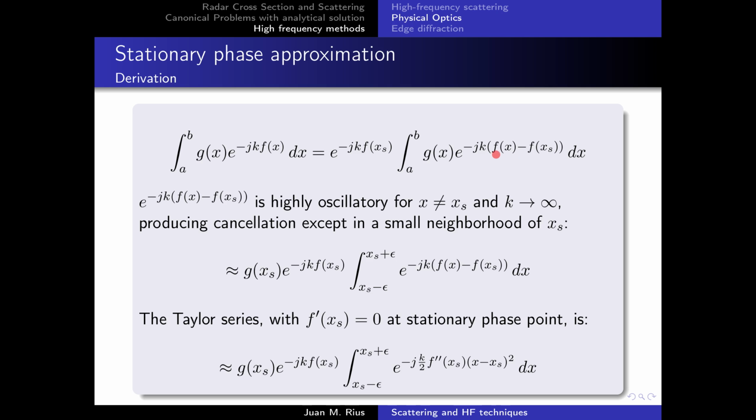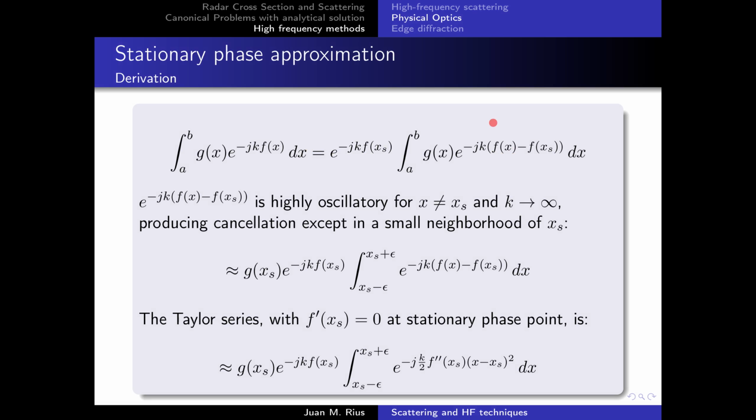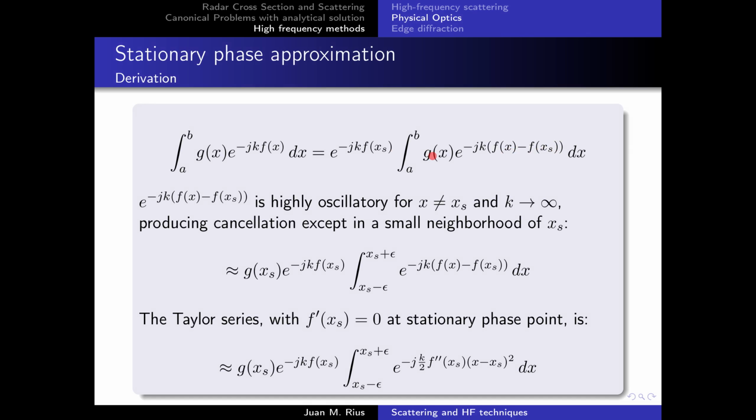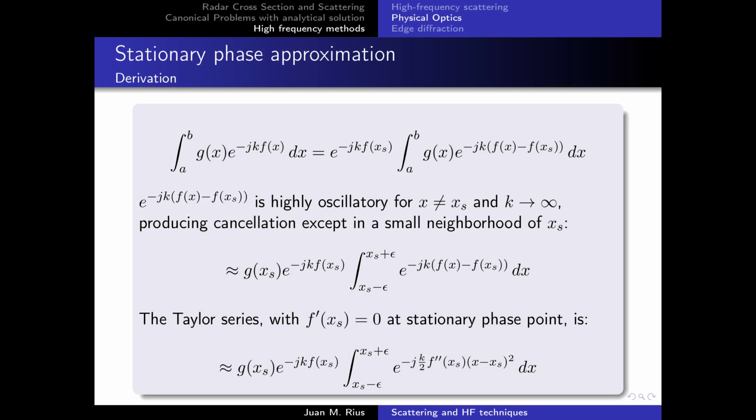In fact, we are just taking out the phase corresponding to the stationary phase point, and here we have the subtraction of the phase at any point minus the phase at the stationary phase point. This is highly oscillatory, with very fast phase variation for all points away from the stationary phase point, of course for very large k going to infinity, when the wavelength is much smaller than the size of the integration interval.